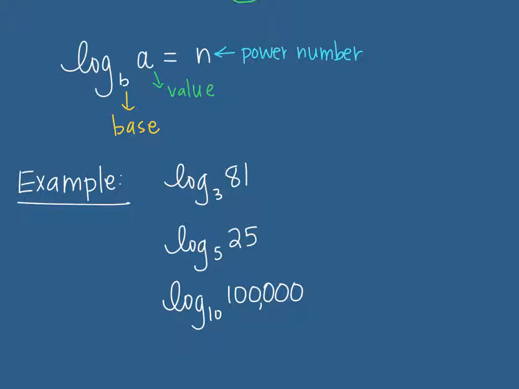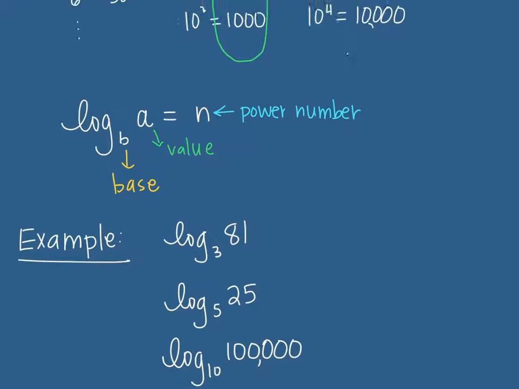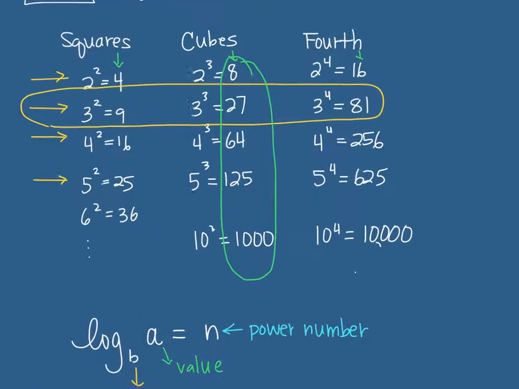If you know your math facts, this is how we're going to start this out. Log base 3 of 81. You start at the base, which is base 3. That's the yellow row. I've circled it in yellow.